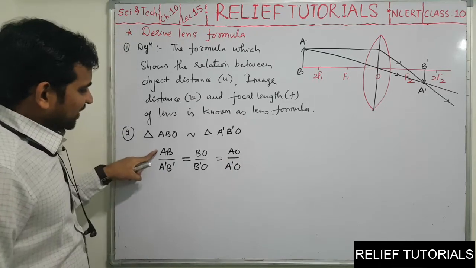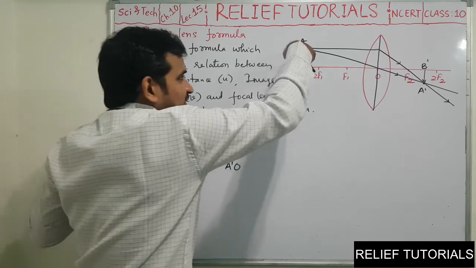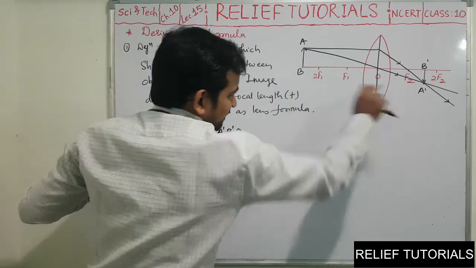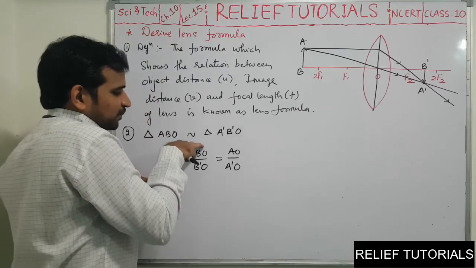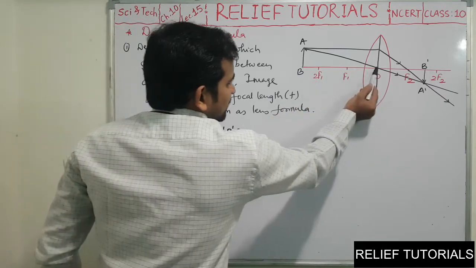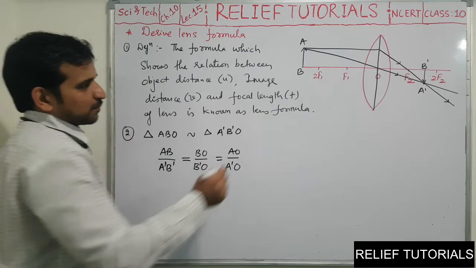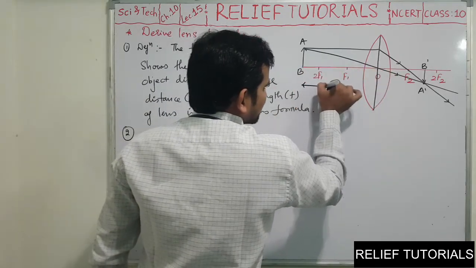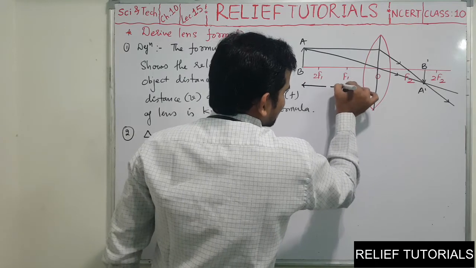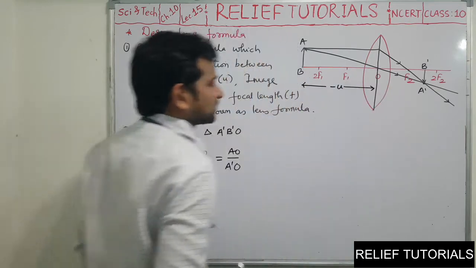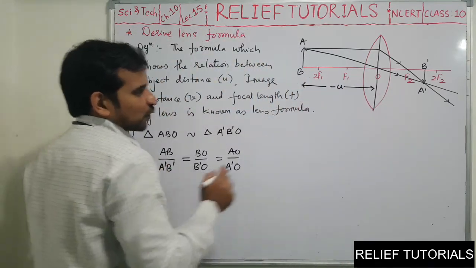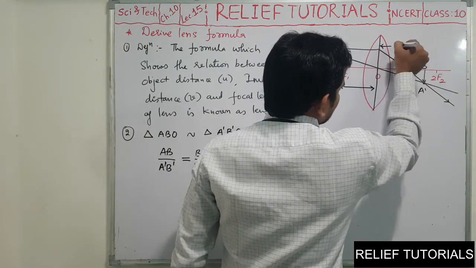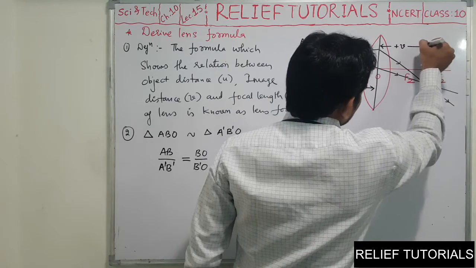Now look at this, what is AB? AB means the object itself. A dash B dash means the image. If you see BO, I think BO is the object distance, so we should take it as minus U. B dash O is the image distance, let us take it as plus V because it is in the direction of the incident ray.